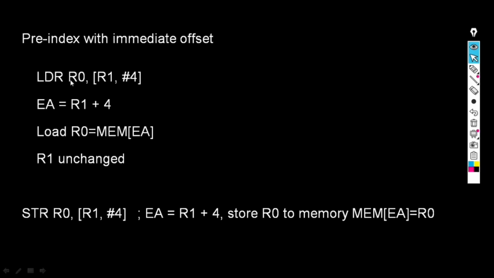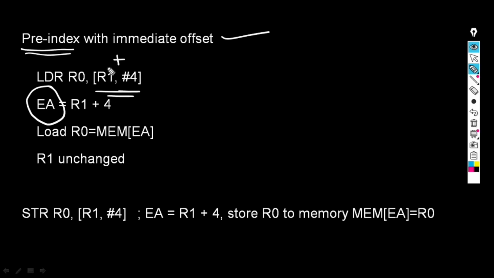Let's start with the very first example that we considered, LDR R0, [R1, #4]. Because it is written in this format, it is the pre-index method, but specifically this is an example of pre-index with immediate offset. Why? Because we are considering a constant value here. What happens when you come across an instruction like this? We need to calculate the effective address, the location from which you want to load the data and place it in R0. If you see comma separated values like this, you should add those values.